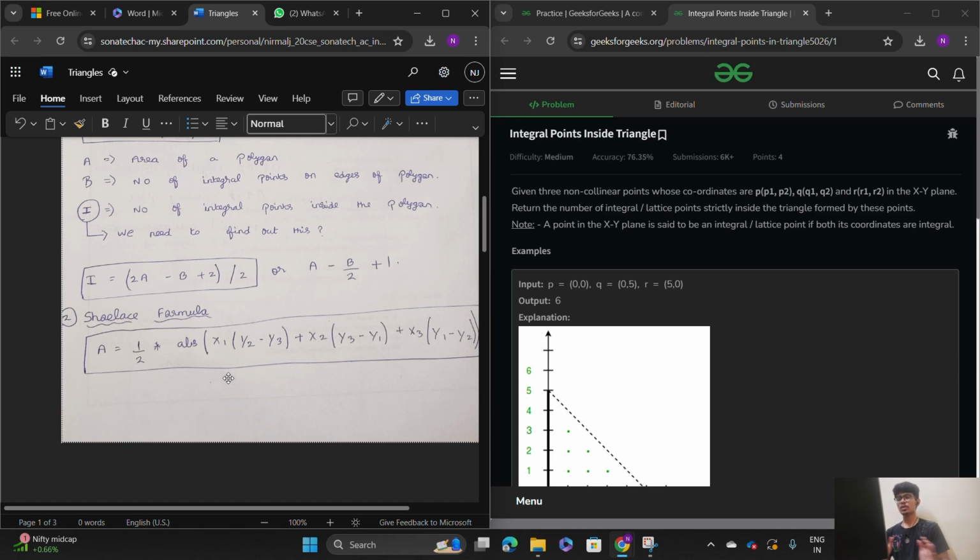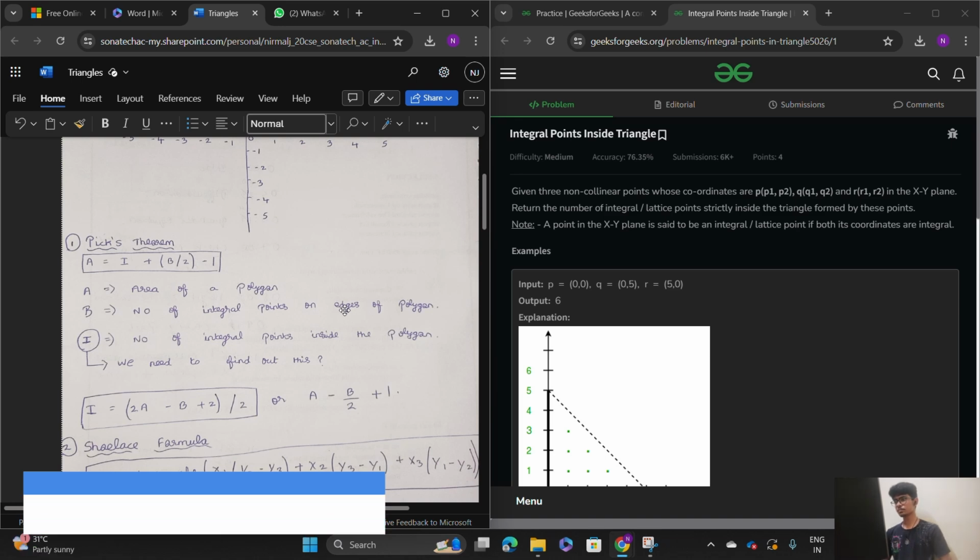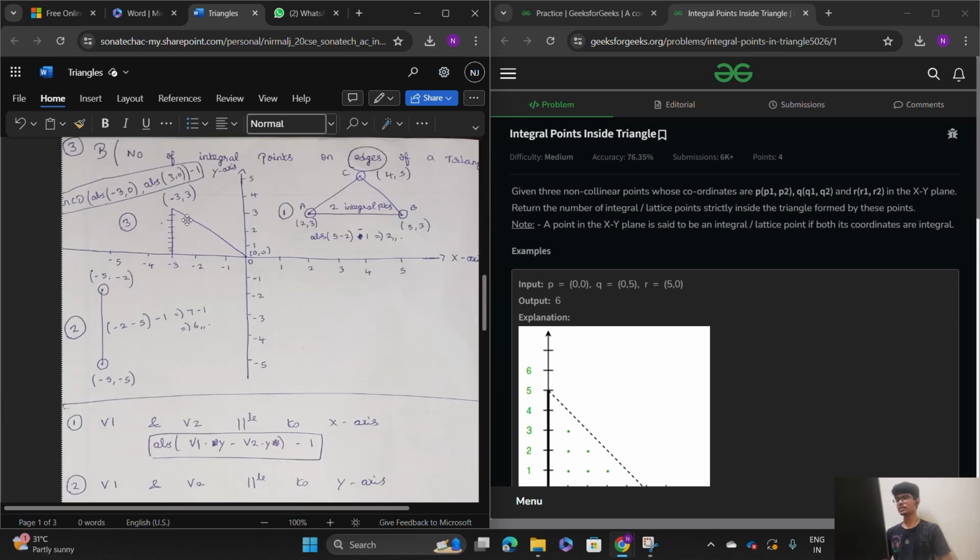After this, we know the area and we know the integral formula. Then what does B mean? B is nothing but the boundary line. So we are going to follow the boundary line points of the polygon. So let me move on to this. The number of integral points on the edges of your triangle. Edges or the boundary lines are all the same. In the edges part, how are you going to find the integral points on that?